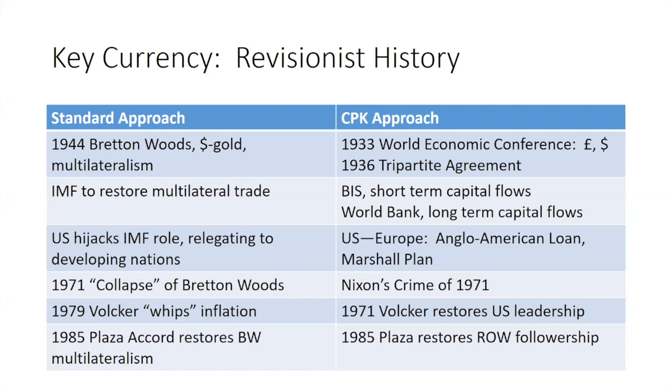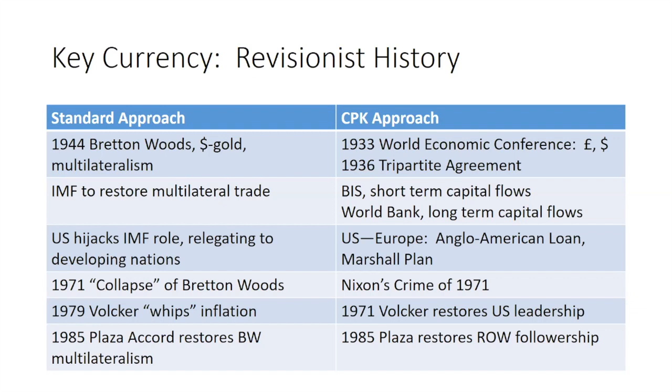So that was the central institution for him, not the IMF. And the World Bank was a central institution of Bretton Woods because it was a way of getting long-term capital flows going again. It was the U.S. that took the lead after the war, with the Anglo-American loan and then the Marshall Plan. And this is as it should be. This is the key currency idea.